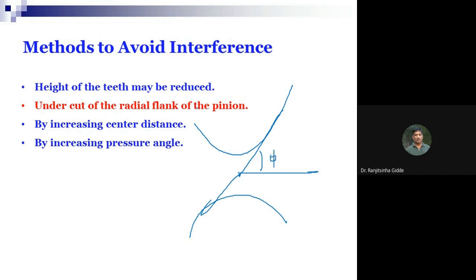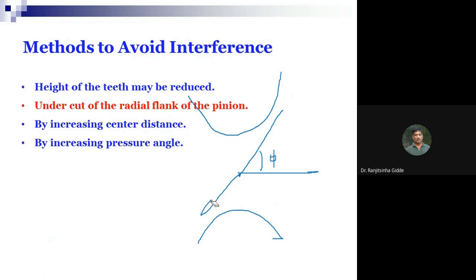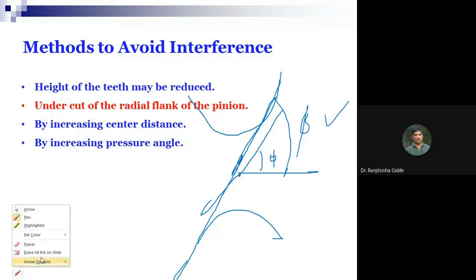How to increase the pressure angle? This is the new base circle. So I will just erase the previous one. And now we will have another tangent. Sorry. This is the increased pressure angle, right? But this is one of the methods.